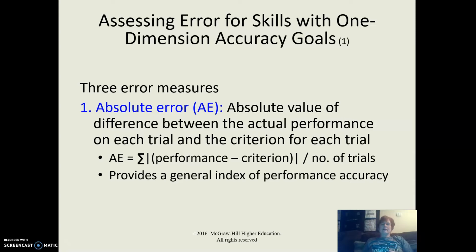It does not take into account plus or minus algebraically. It's not that you did 50 seconds more or 50 seconds less. It's just that you did 50 seconds. That's considered an absolute error. And that type of measurement does just give you a general index of performance accuracy. It doesn't necessarily tell you the direction of the error, but that you just have error.